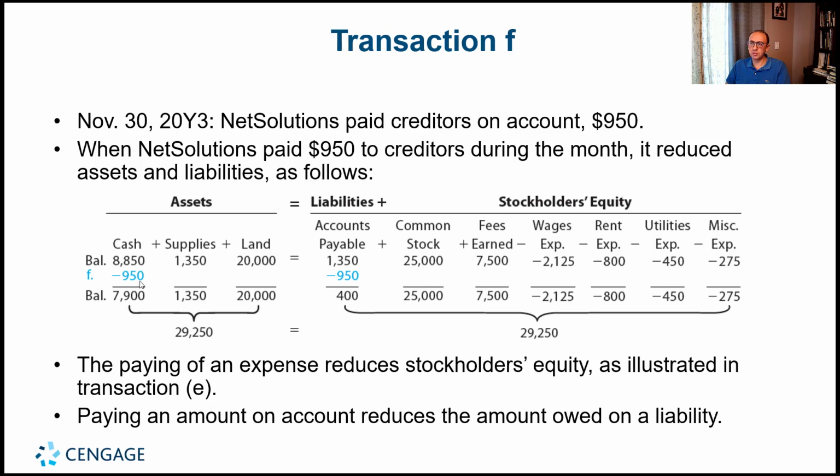So cash should go down by $950. Now it went down from $8,850 to $7,900. And accounts payable, remember we had $1,350 based on the supplies that we bought on credit. Now we paid part of it, so it went down by $950, and the new balance is $400. If we add all our assets, all our liabilities and stockholders' equity, the two sides of the equation should always be equal. So the paying of an expense reduces stockholders' equity, as we've seen in transaction E. Paying an amount on account reduces the amount owed on a liability.